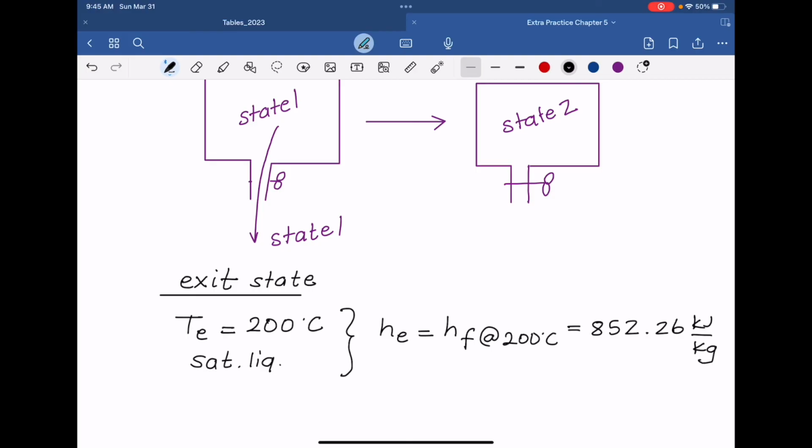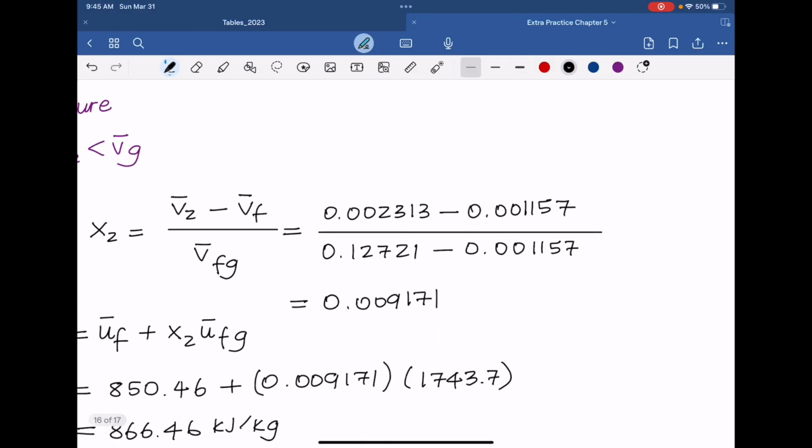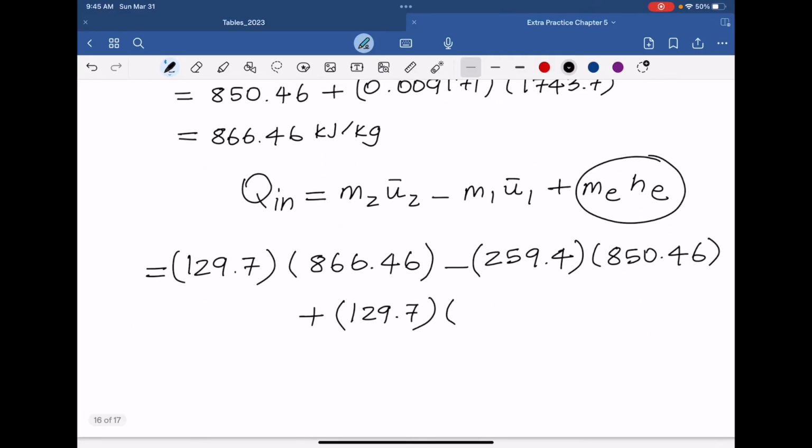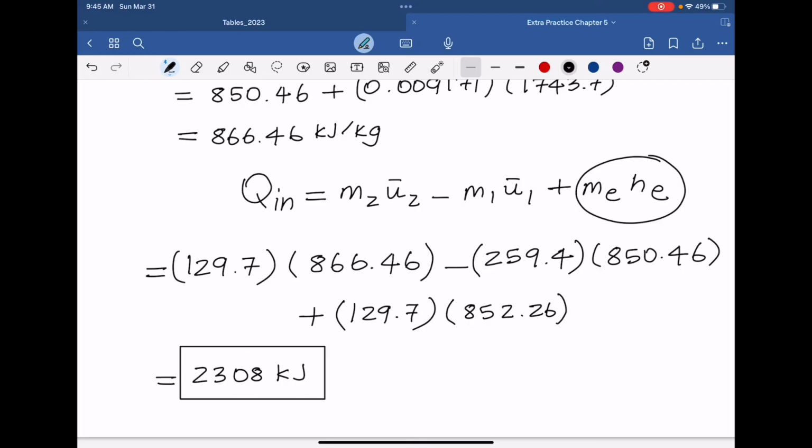Now we're going to go back and plug this into our equation. Okay, if you do everything right this way, let me check and make sure all the terms are correct here. Okay, it should give you 2,308 kilojoules. Okay, that's it.